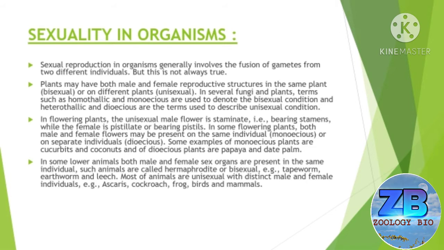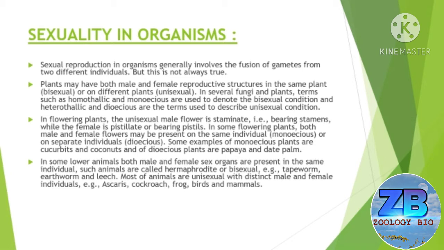Sexual reproduction in organisms generally involves the fusion of gametes from two different individuals, but this is not always true. Plants may have both male and female reproductive structures in the same plant, bisexual, or on different plants, unisexual. In several fungi and plants, terms such as homothallic and monoecious are used to denote the bisexual condition, and heterothallic and dioecious are the terms used to describe the unisexual condition.